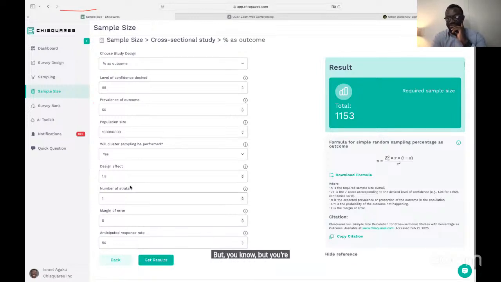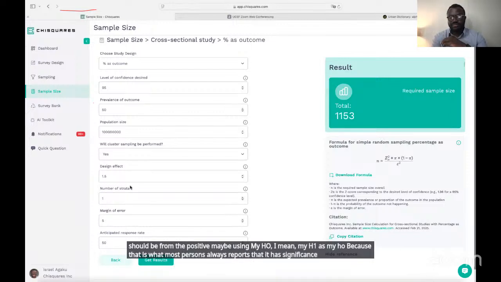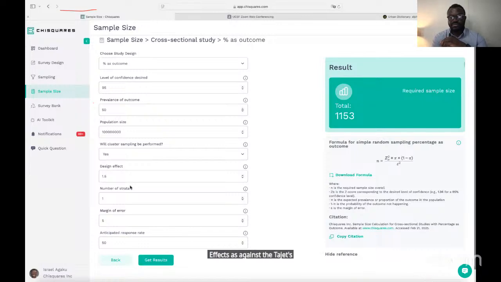You're correct. Okay, so I want to ask: is it in all cases that our null hypothesis should be framed from the positive, maybe using my H1 as my H0? Because that is what most persons always report, that it has significant effects as against the target organism.